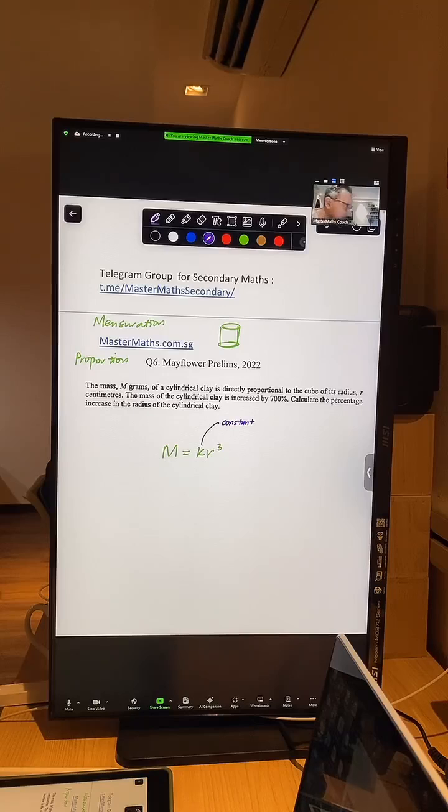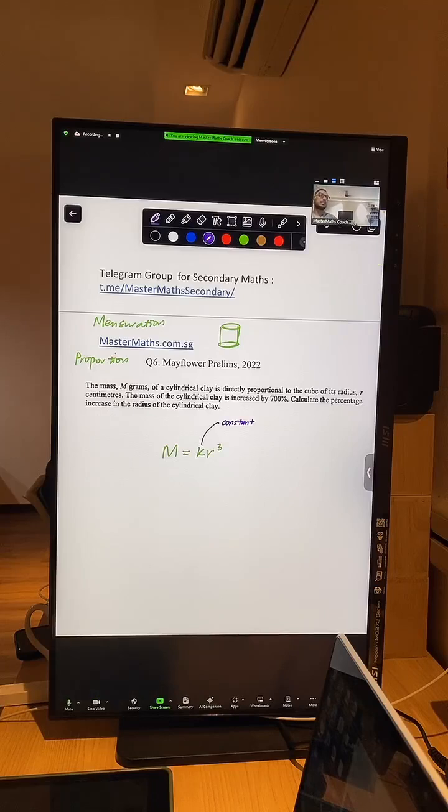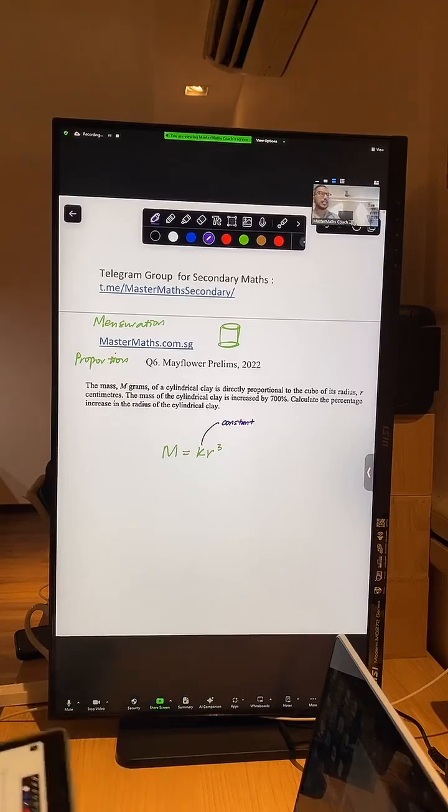Okay, let's go through this. So it says here that the mass m grams of a cylindrical clay is directly proportional to the cube of its radius r centimeters. Now the mass of the cylindrical clay is increased by 700%. Calculate the percentage increase in the radius of the cylindrical clay. So for something to increase, guys, it must have an original value and a final value.